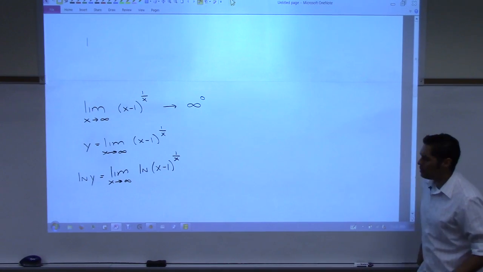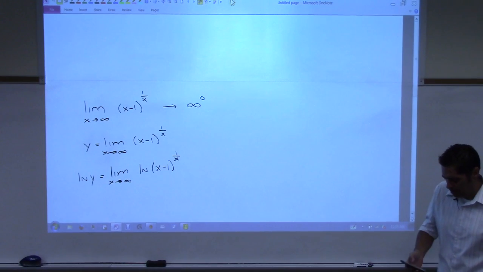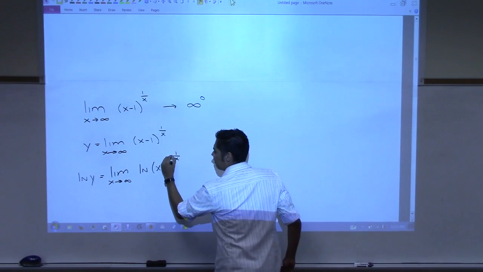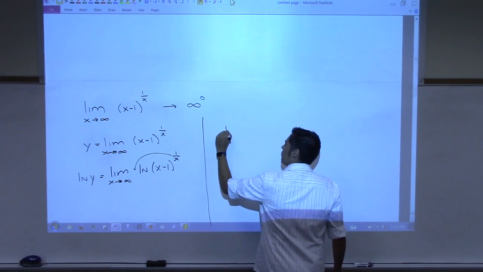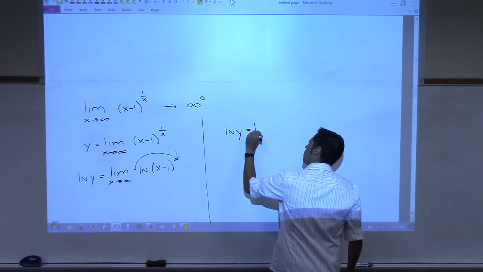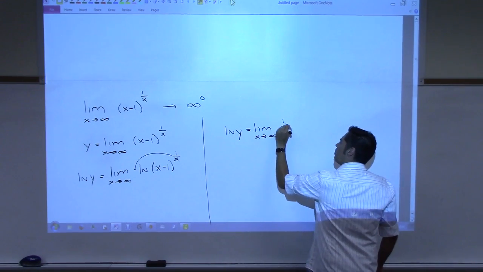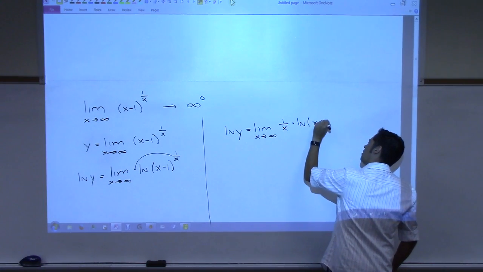And the entire purpose of that was to do what? To be able to drop that exponent down, right? So let's drop the exponent. The exponent will come down in front of the natural log. So now I have natural log y equals limit x approaches infinity, and then I have 1 over x times natural log of x minus 1.